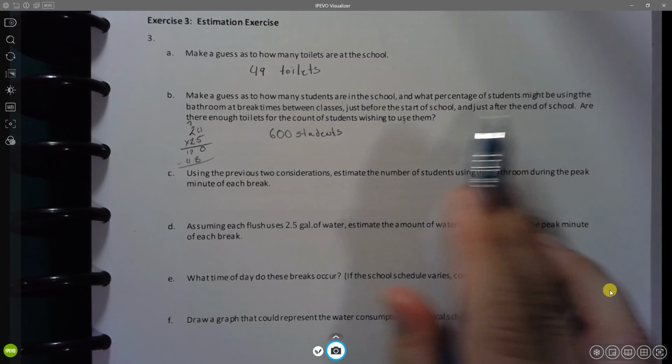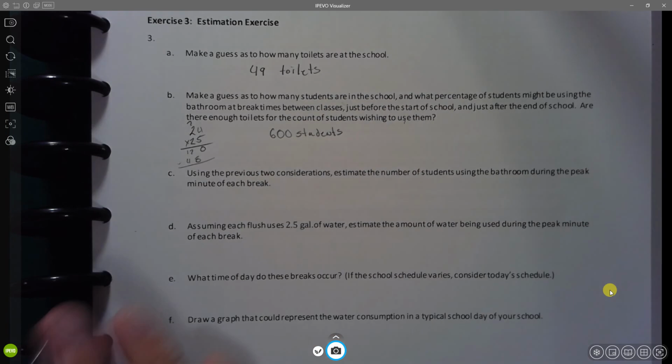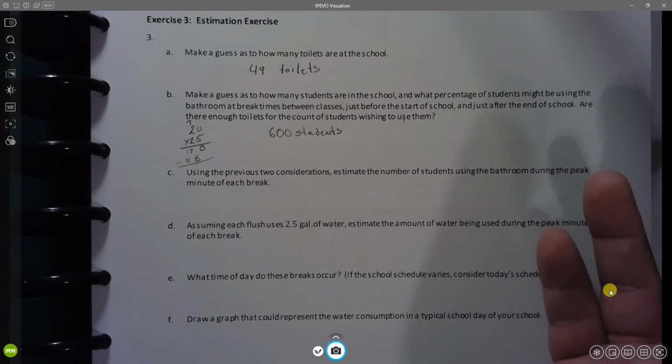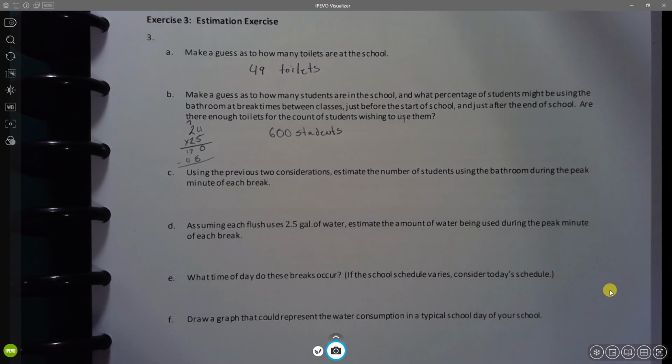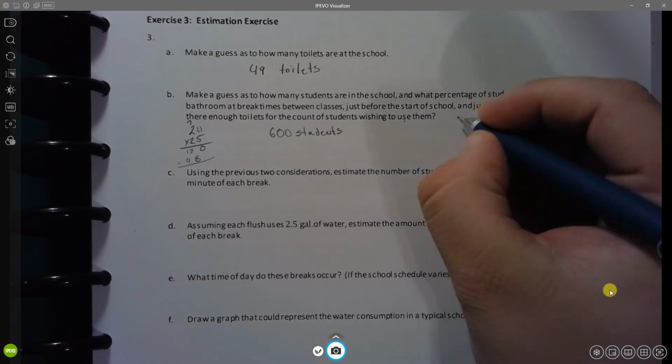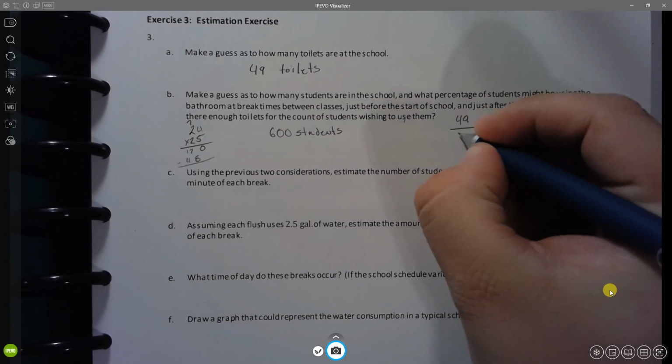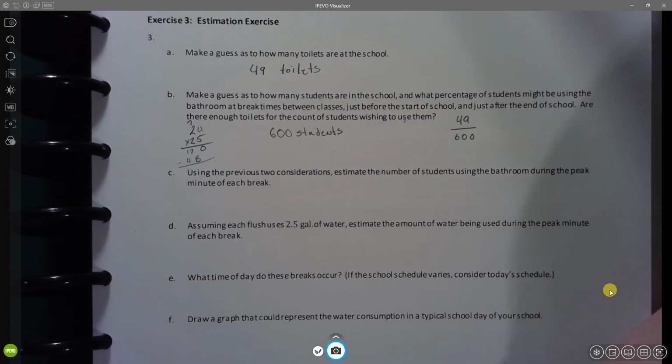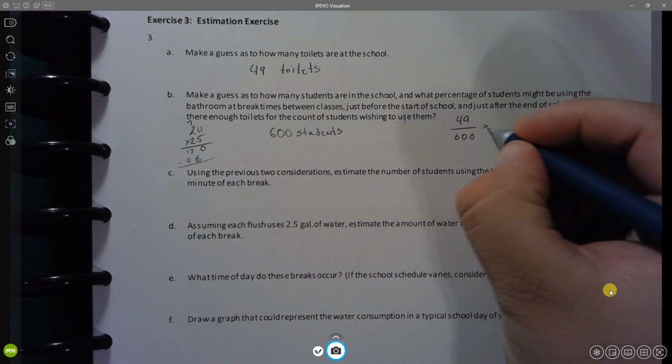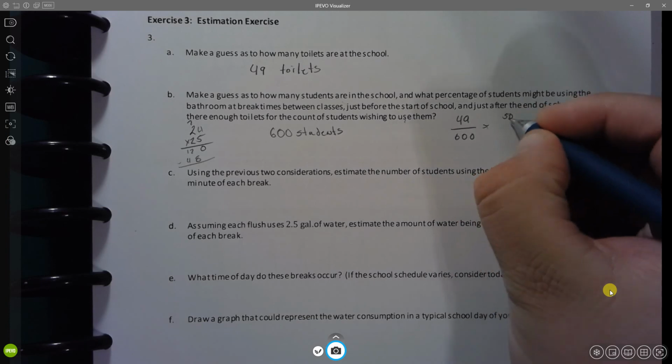Okay, at what percentage of students might be using the bathroom at break times? Well, percentage is based off of toilets to students. So that would be 49 over 600. All right, well, we're going to be estimating here, so let's go ahead and round that up to 50 to 600.